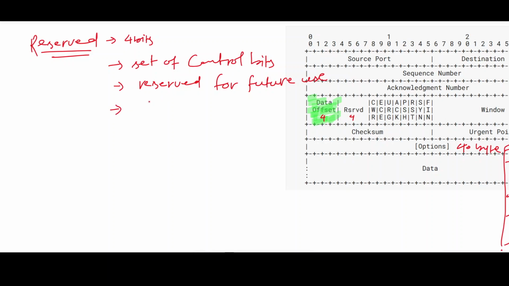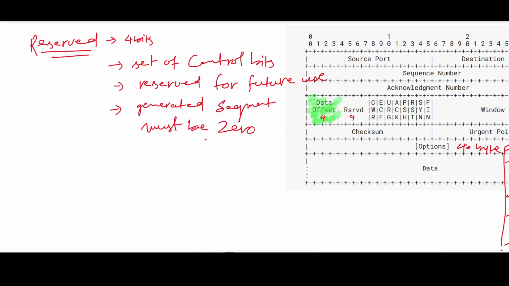It must be 0 in a generated segment. If you generate any segment, these bits will be 0 because they are for future use. The generated segment must be 0. If there is no implementation, then we always take reserved bits as 0.